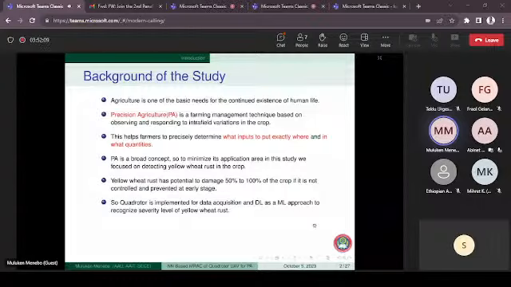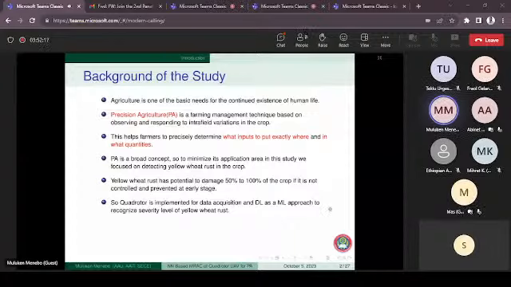So to start my presentation, let's start with the background of the study. Agriculture is one of the basic needs for the continued existence of human life because it is directly related with food production. Currently, the world population is increasing exponentially. This calls for rapid increase in food production by applying currently available technology that maximizes production with a minimum cost of input. This helps farmers to precisely determine what inputs to put, exactly where and in what quantity. In a sense, when we say precisely controlling the crop, it is a broad concept.